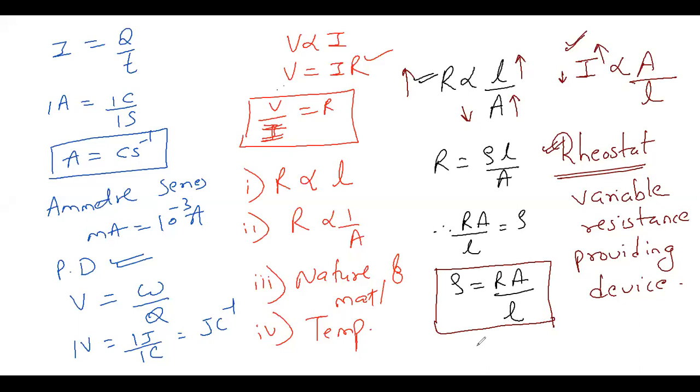Characteristic. Yes, you are right, exactly right. Characteristic property of a metal, of a material. Characteristic property means it is specific to the specific material. Every material will have a different type of resistivity. Some materials will have less resistivity, some will have more resistivity, depending.